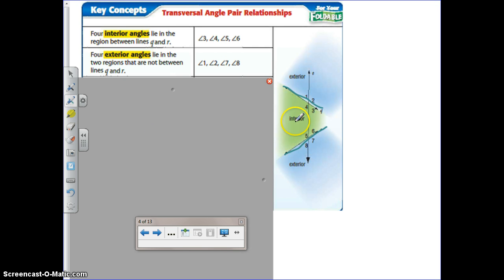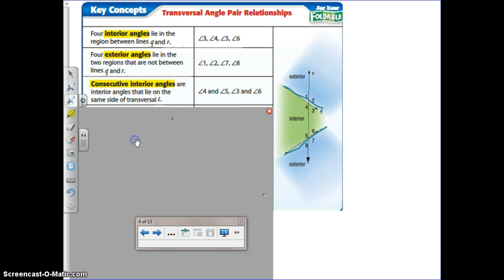They're on the inside of the two lines. Exterior angles are just what they sound like. They're on the outside of those two lines. Consecutive interior angles are going to be on the inside of those two lines, and then when you focus on the transversal, consecutive are going to be the ones that are in a row, so like 4 and 5 or 3 and 6. I also think consecutive C. They form a C or a backward C.